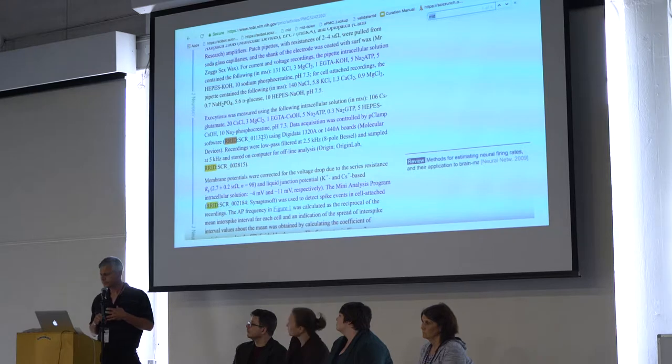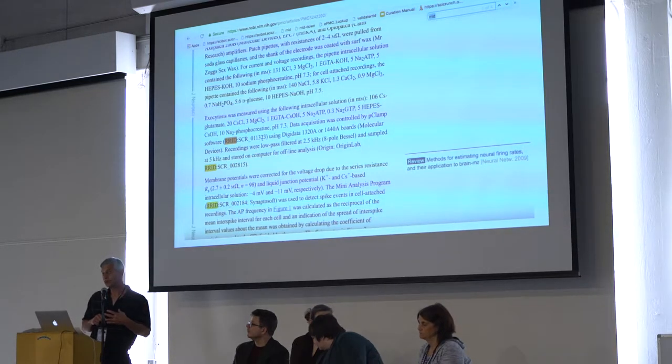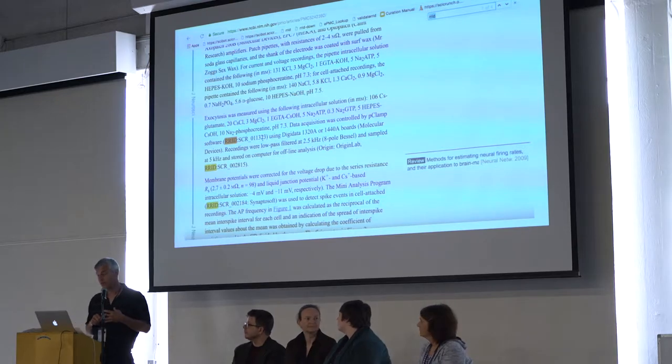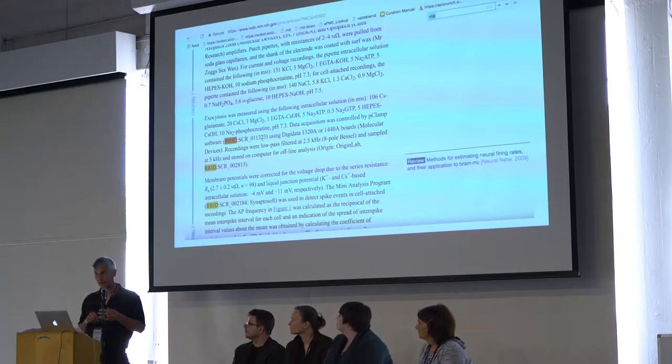So, if you're talking about a goat polyclonal antibody, the idea is you look it up in the registry, you capture its ID, you write it into the text, and if it's not in the registry, you go and add it to the registry and make Anita very happy when you do that.